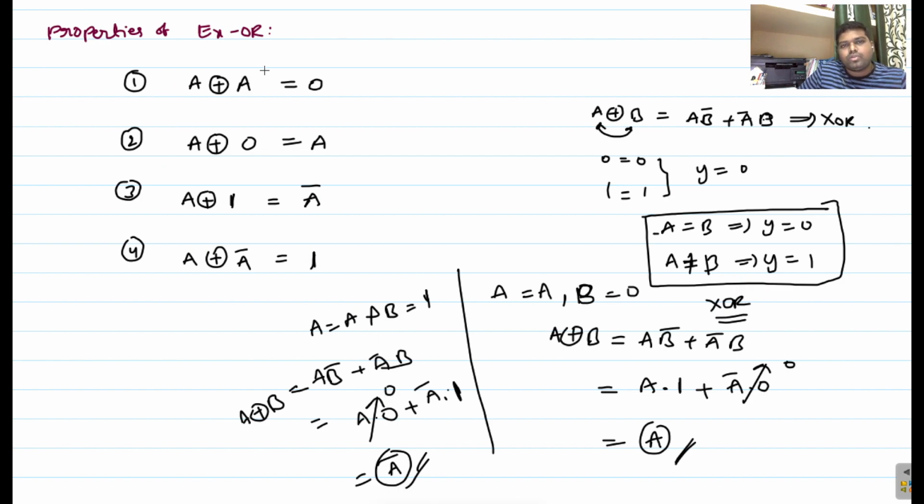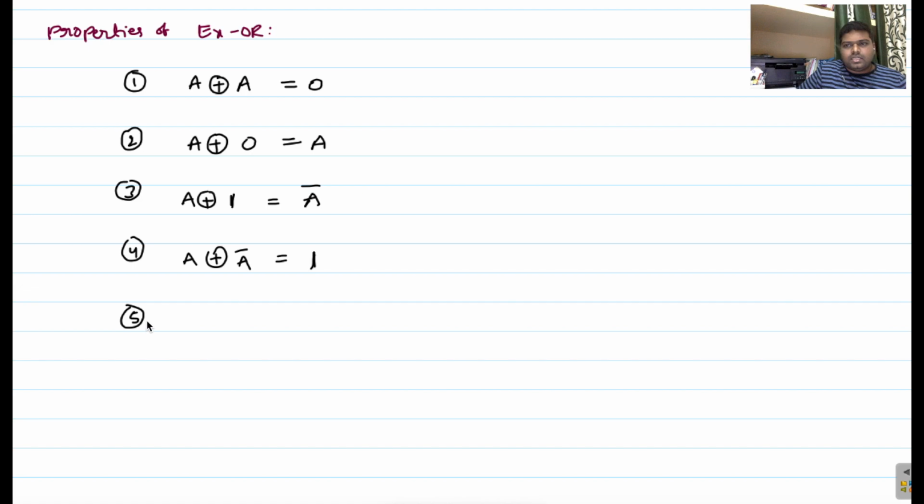If both the inputs are same, output will become 0. If both the inputs are different, the output will become 1. A XOR 0 means A and A XOR 1 equals to A bar. So these are the properties of XOR gate. And the next important property, this is the fifth one.